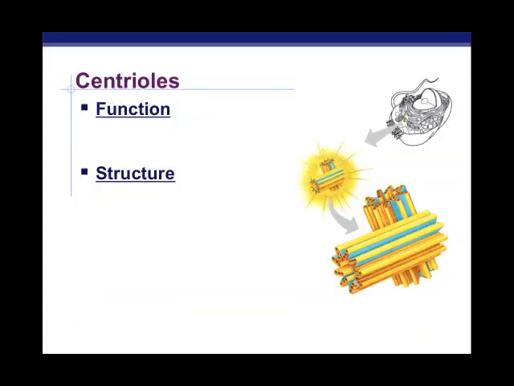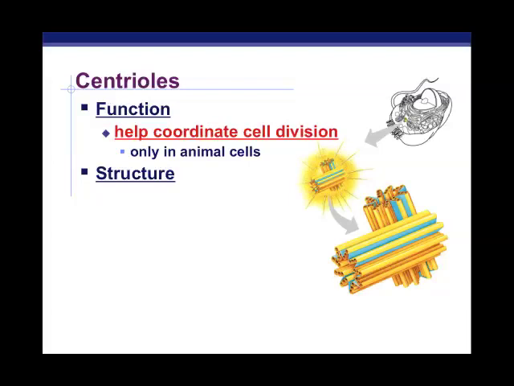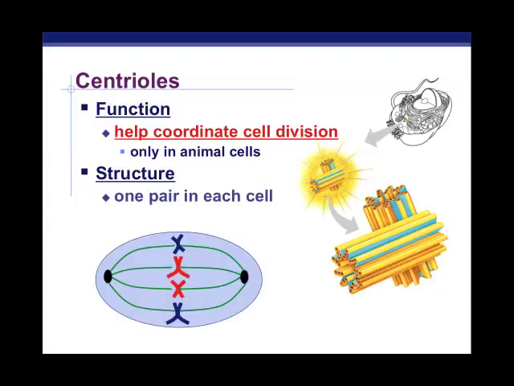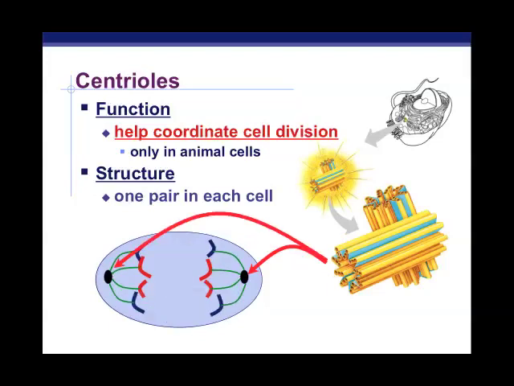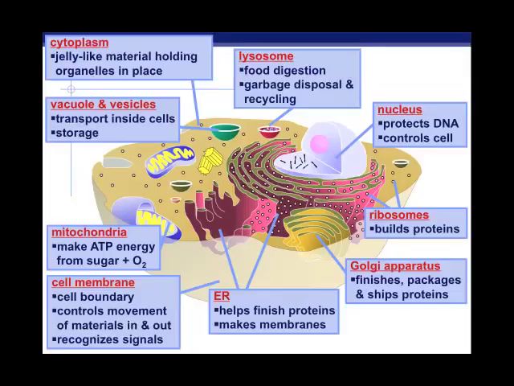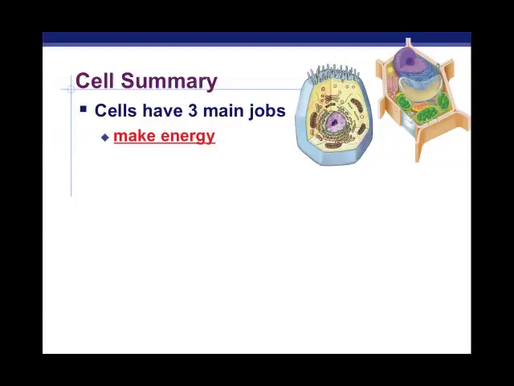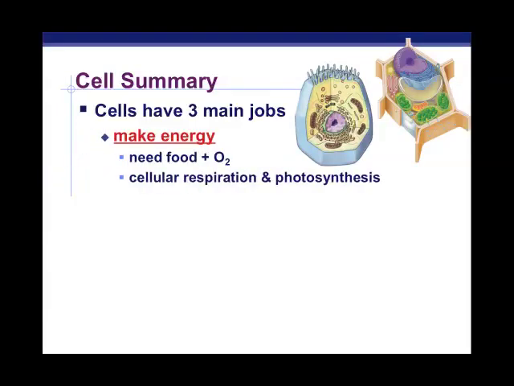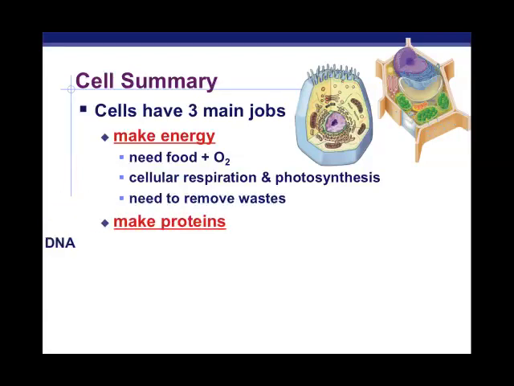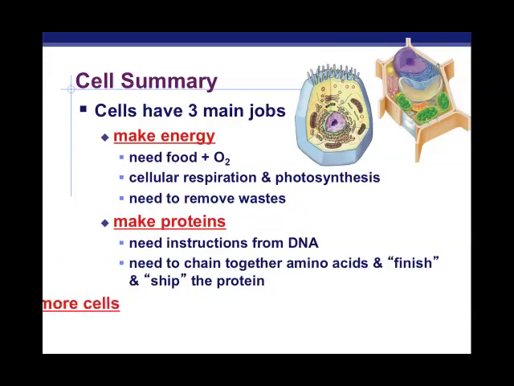So centrioles are also part of the cytoskeleton. You have a pair of them in animal cells, and they help cell division. And that little black dot on each end is one of those centrioles. They split apart when the cell divides. And they help pull the chromosomes to each end of the cell. And there they are. So they had three main jobs: energy, make proteins, and make more cells.